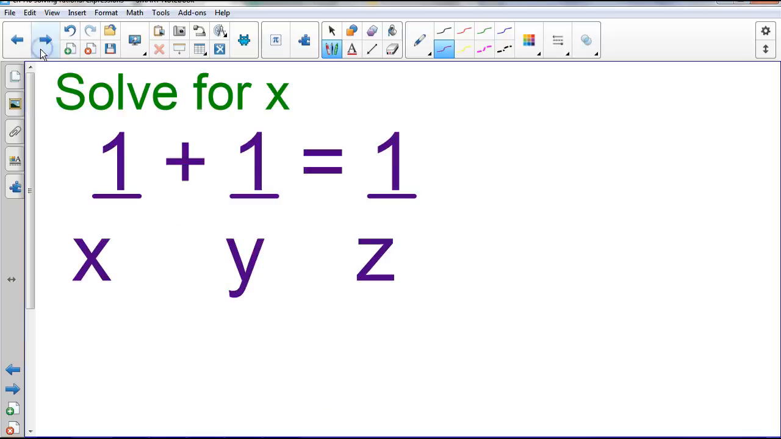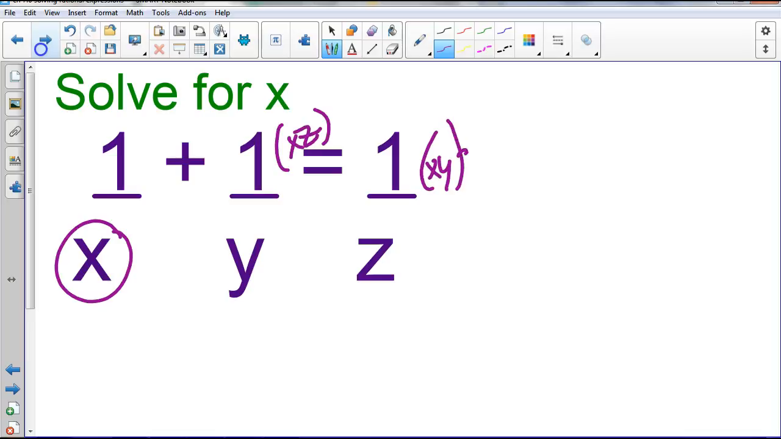And one last example. Same thing, we got to solve for X. That means our LCD is XYZ. So this is missing a YZ, or I'm sorry, an XY. This is missing an XZ. And the first term's missing YZ. So you have YZ plus XZ is equal to XY.